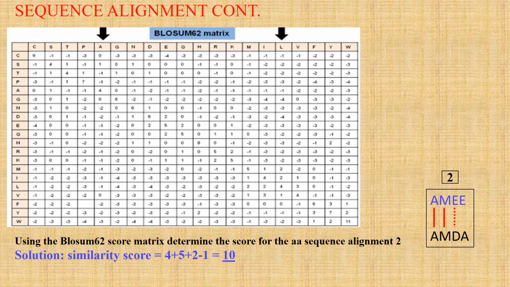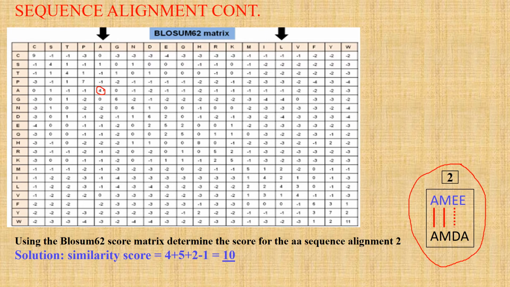Okay, if we take our example below, they have asked us, using the BLOSUM62 square matrix, to determine the similarity score for amino acid sequence alignment 2. So this is amino acid sequence alignment 2. It is actually the amino acid alignment that we saw in the previous slide. So if we take A matching to A, if we come to our table, when A is matching to A, what is the score? The score is +4, so we put our +4 here. When M is matching to M, what is the score? M matching to M, the score is +5, okay, so we put our +5.